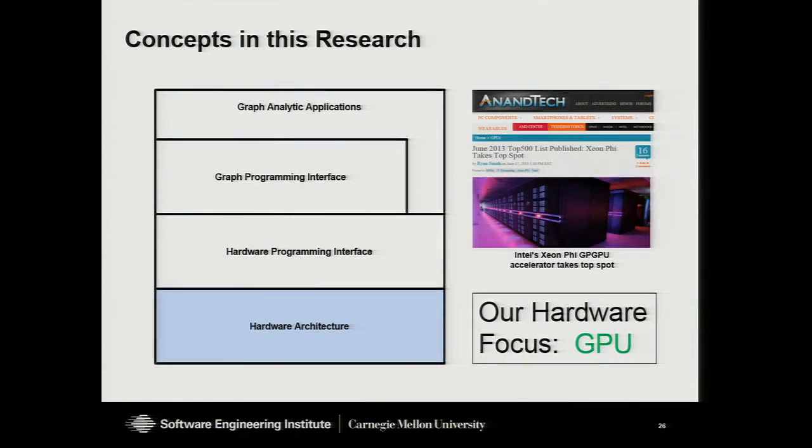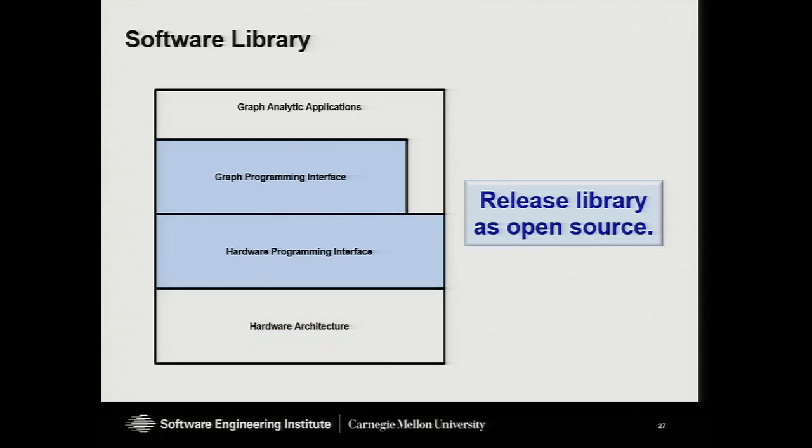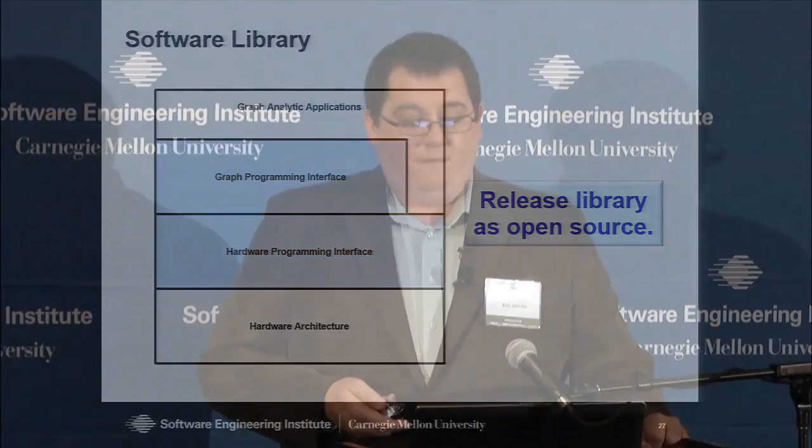And then finally, there's the hardware architecture. These are the devices that are running the programs. In our cases, we're looking at GPUs. We're building the software library, which rides on those two concepts, which is what is the interface to present to the developer for the graph, and which hardware programming interface we're going to use.